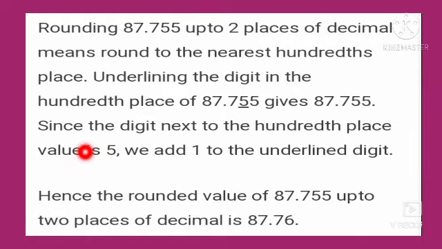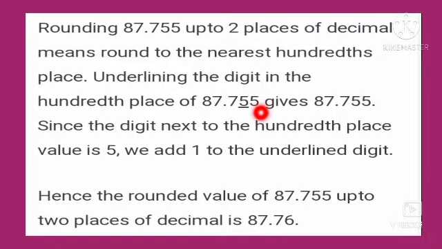As our next step, what do we have to do? Look at the digit to the right of the underlined digit. Here 5 is the underlined digit, which is in the 100th place. We have to look at the digit right after the underlined digit. Here it is 5. Is it less than 5 or greater than 5? It is equal to 5.